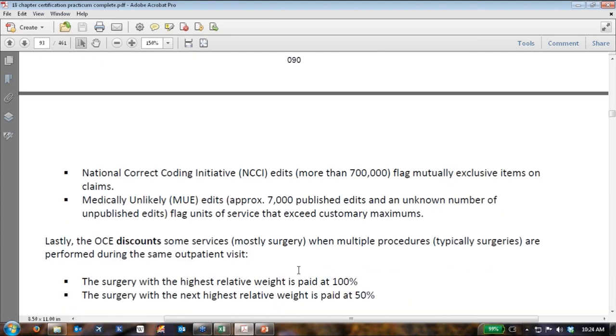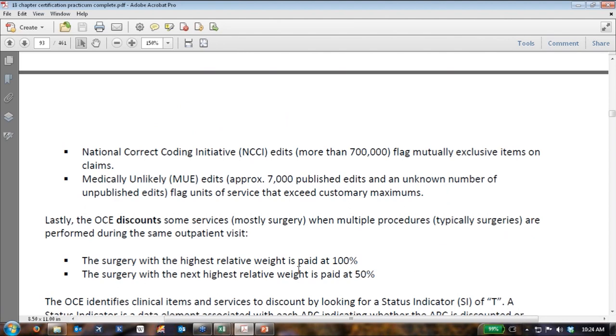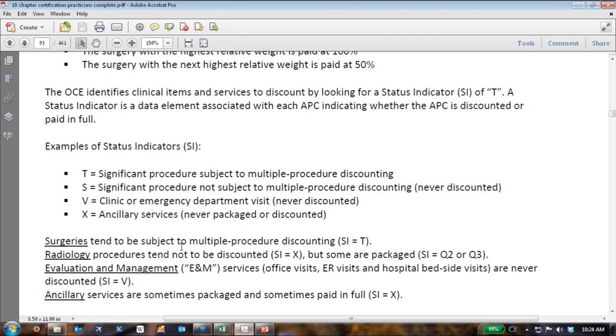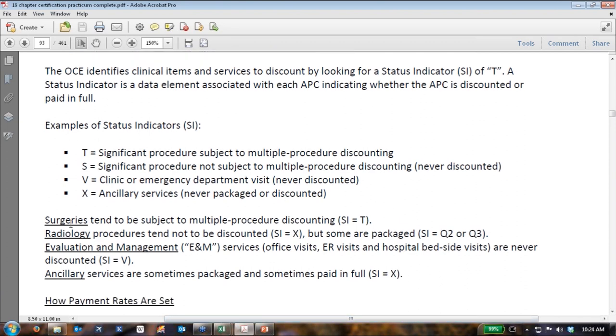So how does all of this work? How does a computer system know how to do this? Well, they are edits, the NCCI edits. They're described here. MUE edits are another set of edits that are built that edit claims and make sure that the things that shouldn't get paid because they're packaged or things that are medically not necessary get taken out. We already talked about the status indicators, and then here what actually gets assigned those surgeries are usually a T. So if it's more than one surgery on a day, there is a discounting that takes place.